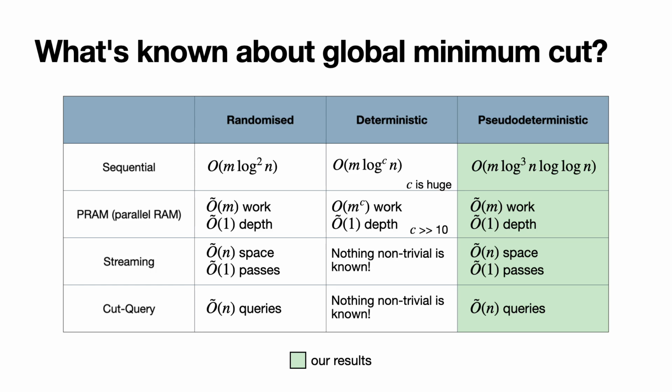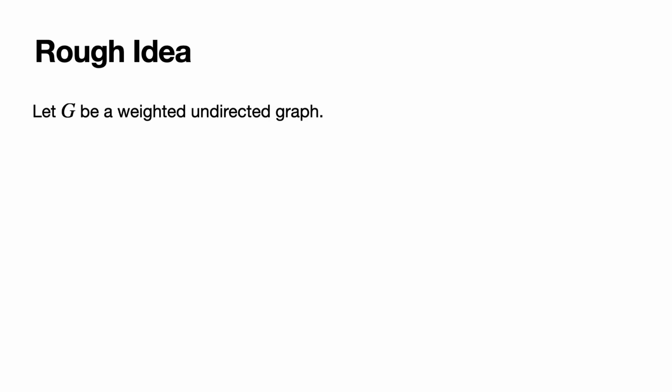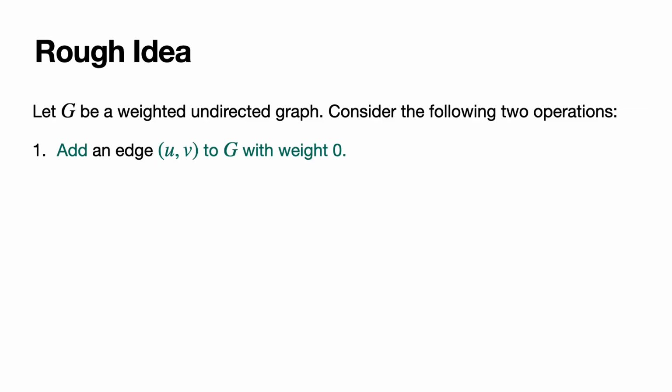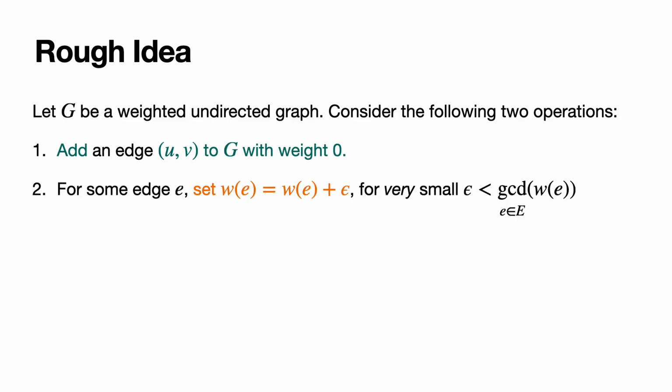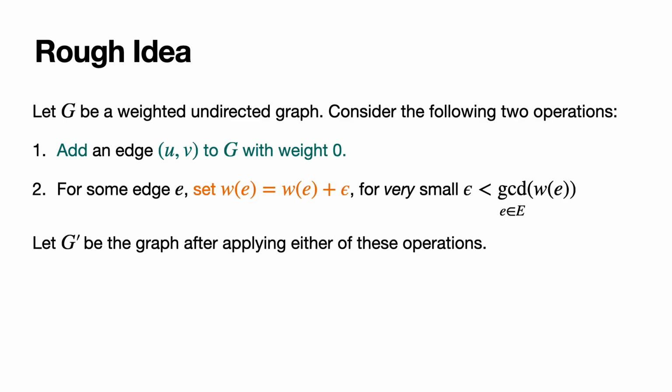Okay. Now let me tell you the rough idea of our algorithm. So let G be a weighted undirected graph. And for the rest of the talk, I'm going to assume that the weights are actually positive reals, just for the sake of simplicity. So consider the following 2 operations. The first operation is that we add an edge with weight 0. And the second operation is that we pick an edge and we increase its weight very slightly, with a very, very small epsilon. Now let G prime be the graph after applying either of these operations.